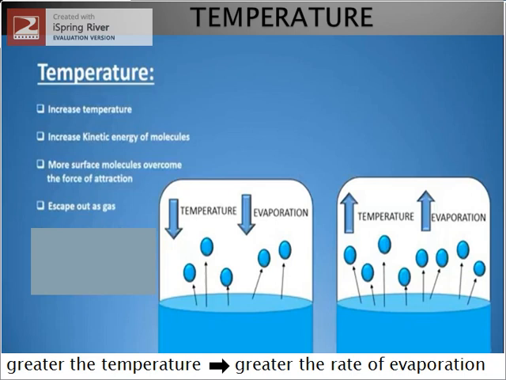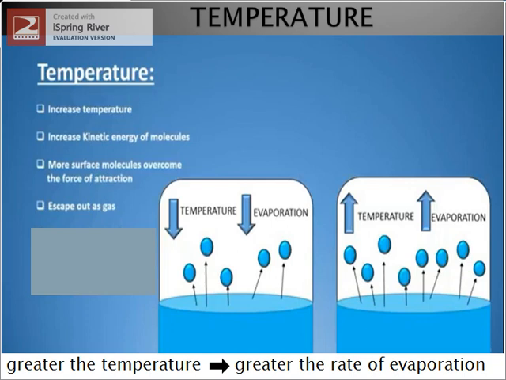You can see in these two pictures, when temperature is low, fewer liquid particles are changing into the vapor state. Hence, the rate of evaporation is less. When temperature is high, more liquid particles are changing into the vapor state. Hence, the rate of evaporation is high.